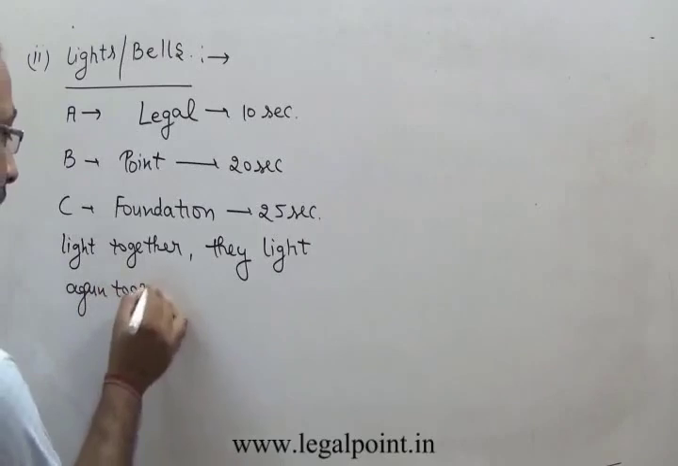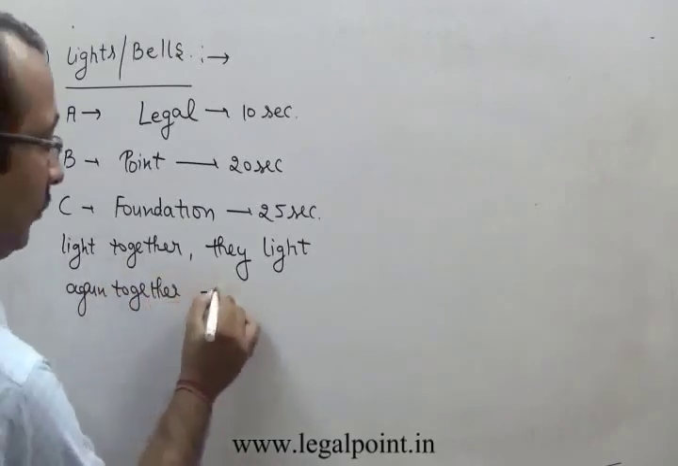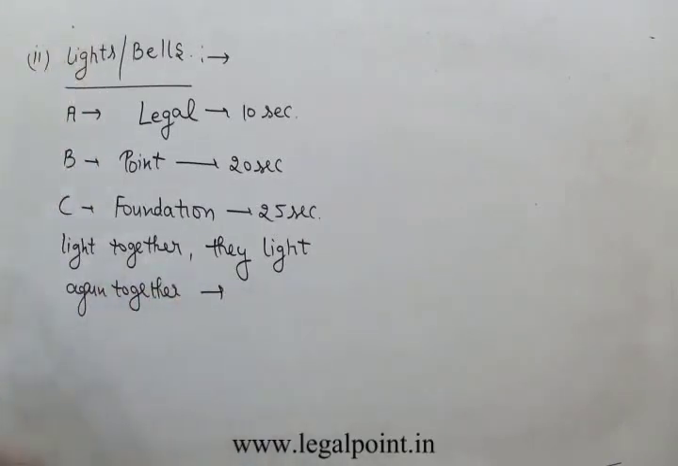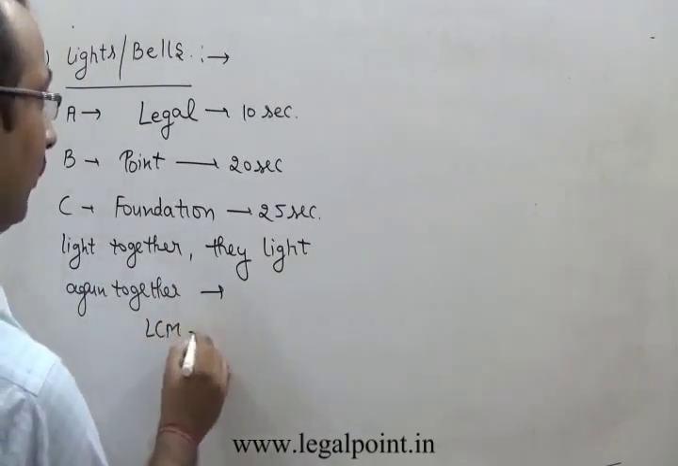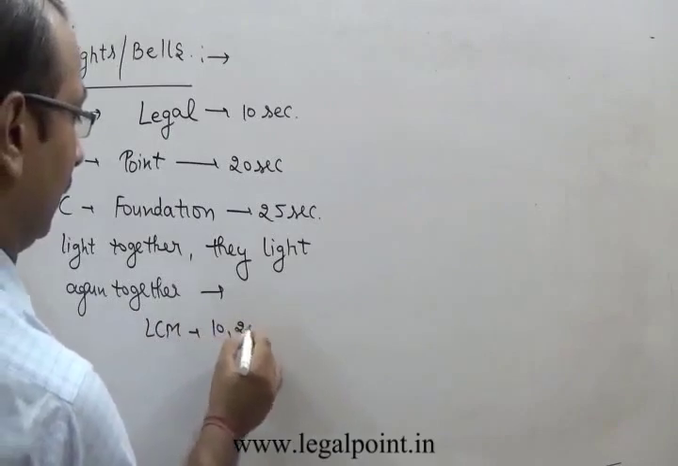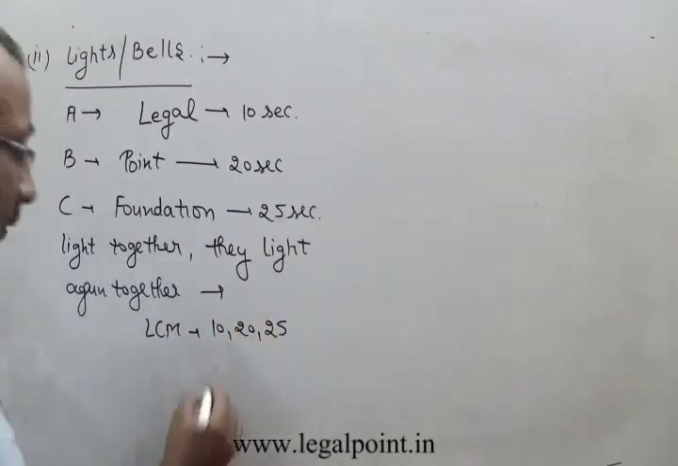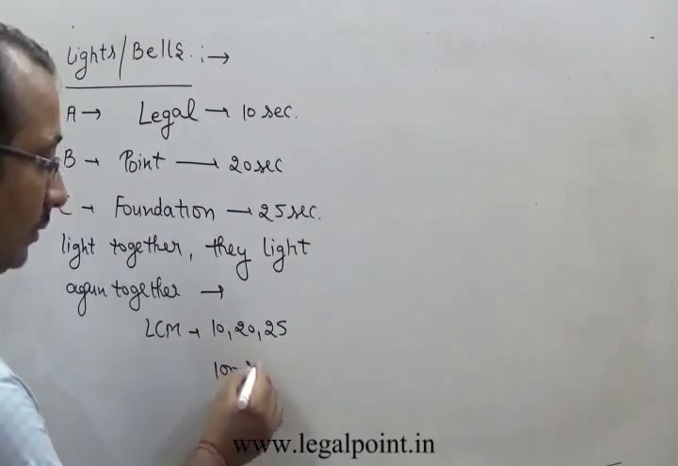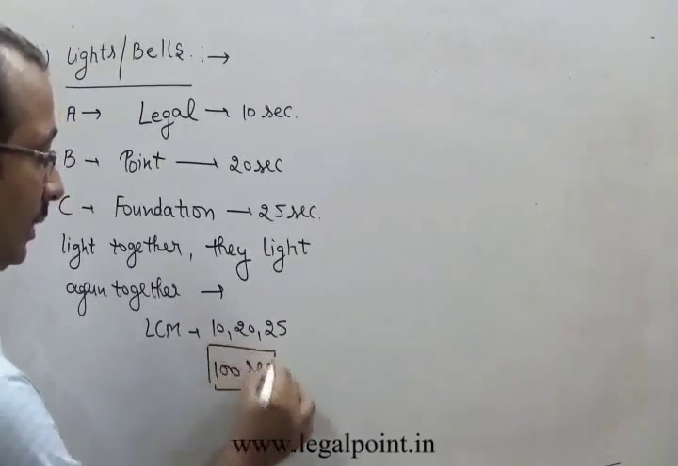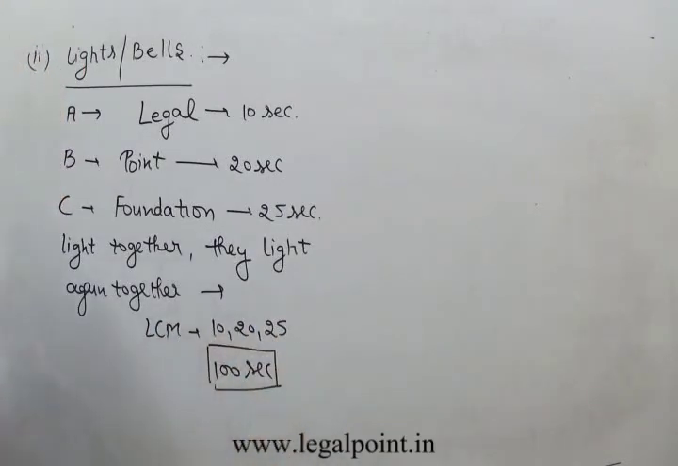Now if you have to answer this question, it means we have to find a time after which they light again together, means we have to find the common time. Common time means simply LCM of the given numbers, LCM of 10, 20 and 25. When we take the LCM of 10, 20 and 25, our LCM is 100. So we can say our answer is 100 seconds. That becomes our answer.